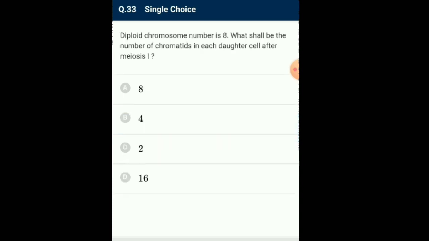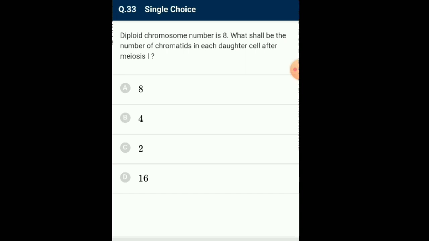Question number 33. Diploid chromosome number is 8. What shall be the number of chromatids in each daughter cell after meiosis 1? Meiosis 1 is otherwise called reduction division. In the anaphase 1 of meiosis 1, homologous chromosomes are divided into 2 and move towards different poles. Each pole gets only one set of chromosomes.